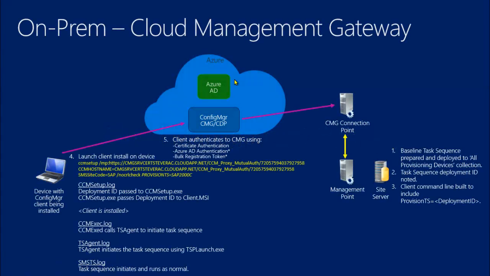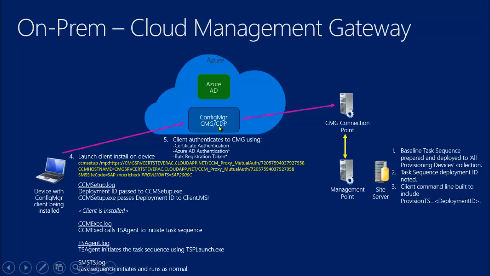So very similar, a little bit different. So again, we have the task sequence prepared. It's deployed with the deployment ID. We have that. The client command line switch is going to include the provision TS just like before. The difference here is that when you launch the client install on the device, your command line is going to look similar to this. Notice that I have references to my Cloud Management Gateway in here. I'm still calling the provision TS just like normal. The troubleshooting through this is just like normal. It's just whenever the client tries to go and communicate, instead of an on-prem management point, we're going to be using the Cloud Management Gateway as our management point and authenticate here.